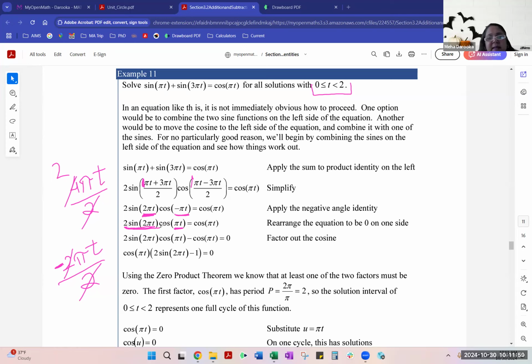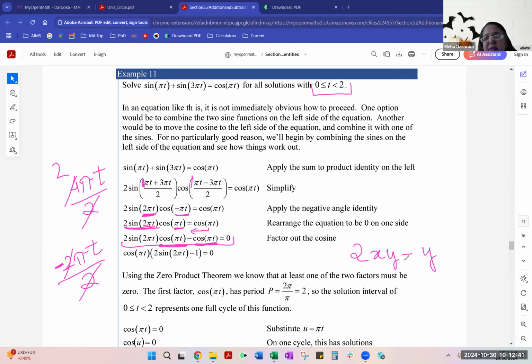So once we end up at this stage over here, you've got 2 times cosine of 2 pi t times cosine of pi t. Now we are going to take this cosine function and move it to the left-hand side. So we start by subtracting cosine of pi t. Now, this is where I want you guys to be a little bit careful. At this point, you have something that looks like 2 times the sine function, which I'm going to call x for now, times the cosine function, which is y, minus the same cosine function repeated, right? It's cosine of pi t. This is also cosine of pi t. So you're bringing that same value in.